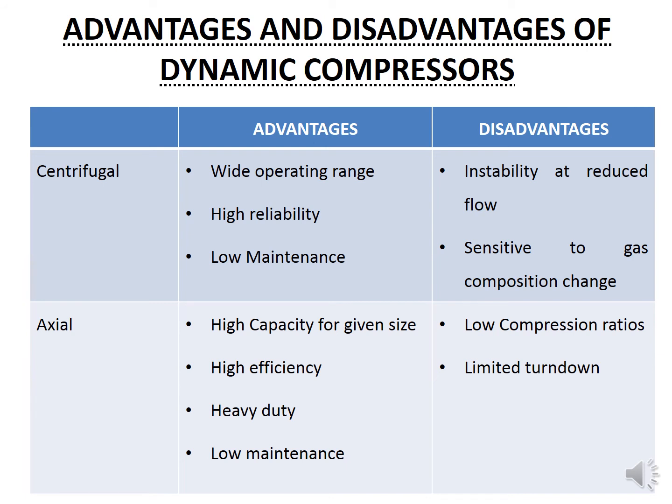Now advantages and disadvantages of dynamic compressors. Centrifugal: wide operating range, high reliability, low maintenance. The best one is centrifugal. Disadvantages: instability at reduced flow, and sensitive to gas composition change. The impeller and other parts get damaged due to the gas. Now axial: high capacity for a given size, high efficiency, heavy duty, low maintenance, but low compression ratios and limited turn down. Limited turn down means it will not stop for maintenance or failure. It will keep working, with high capacity and high efficiency.